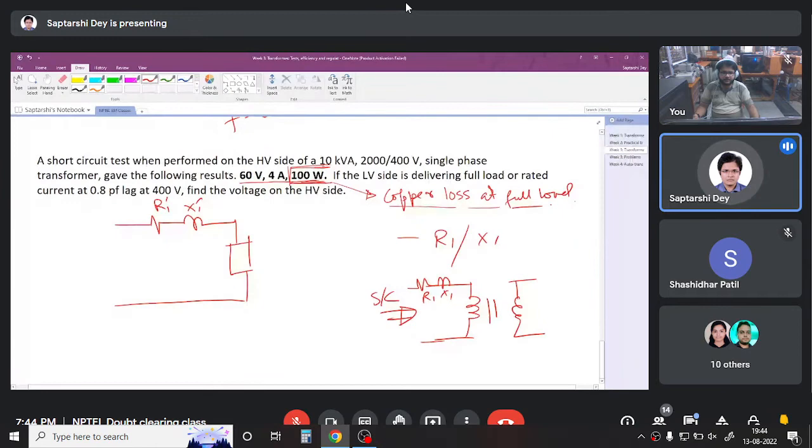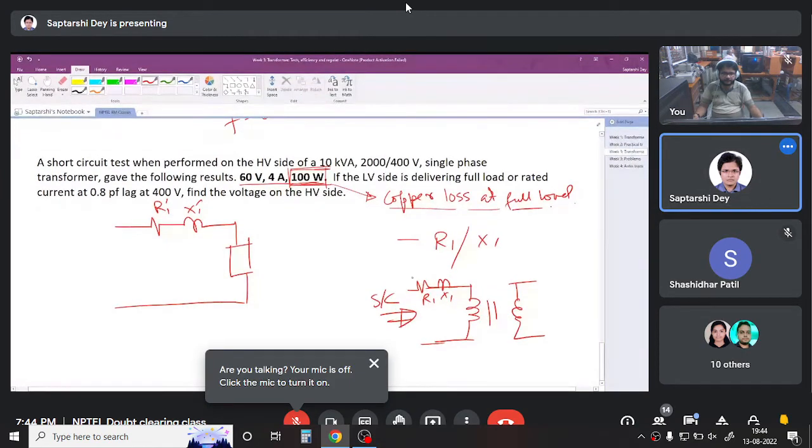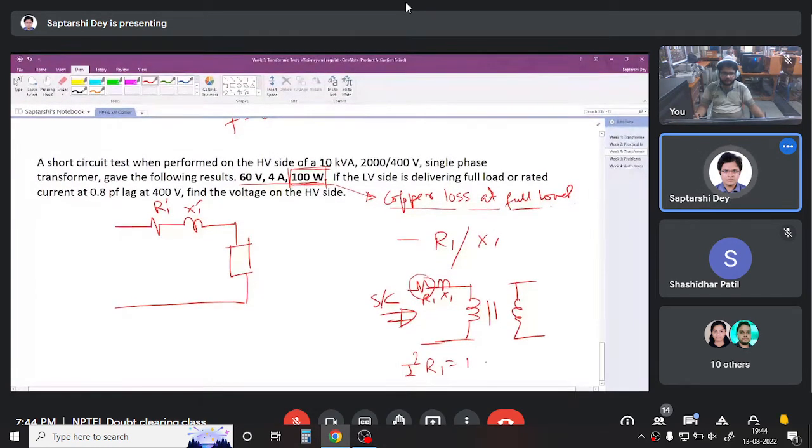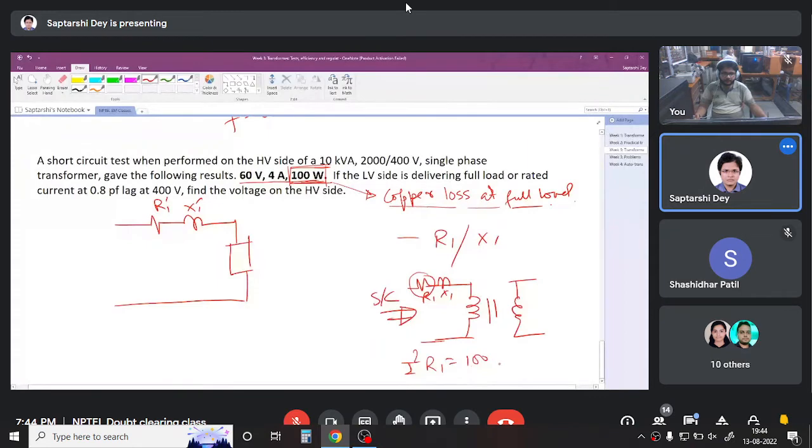This 100 watt loss is completely happening here. So I squared R1 is 100. So you have R1 as 100 by I squared, that is 100 by 16, 6 point something. Am I right?